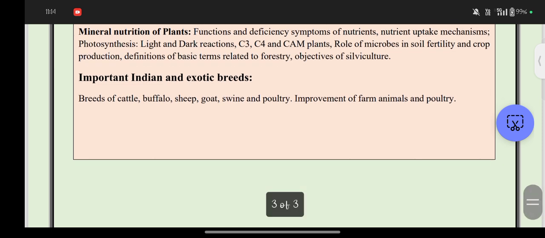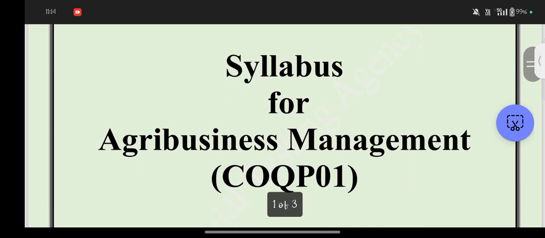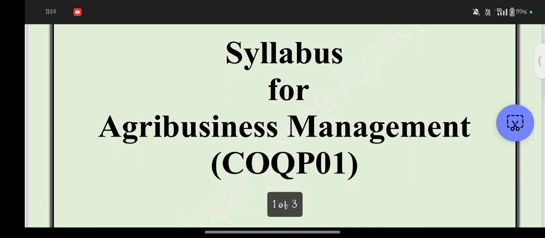Then important Indian and exotic breeds, that is breeds of cattle, buffalo, sheep, goat, swine and poultry, and improvement of farm animals and poultry, you have to study in this. So these are the topics you need to study in agribusiness management. This is the syllabus of agribusiness management.